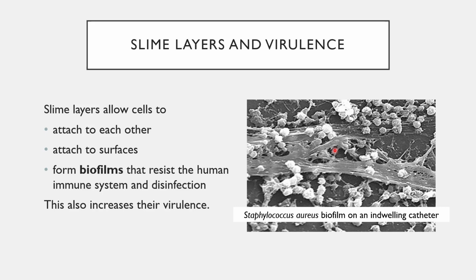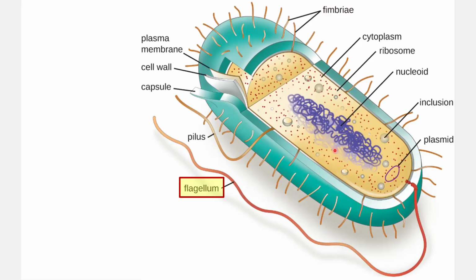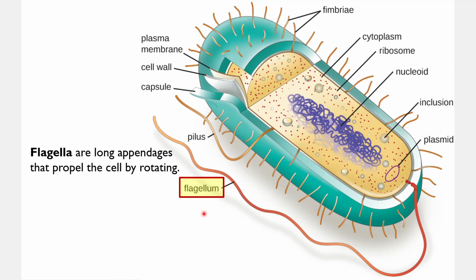So now that we've talked about the glycocalyx, we are going to move on to talking about different types of extracellular appendages, or in other words, appendages that are attached to the cell but stick off of the cell and perform some function. For example, the flagellum. Flagella are long, stringy appendages that allow the cell to move through its environment by rotating, so they rotate like a propeller, and in doing so, they can move the cell toward or away from substances that it either wants to pursue or wants to get away from.